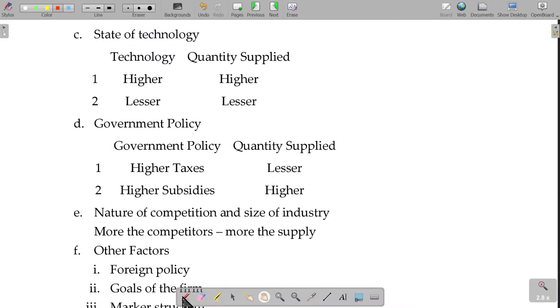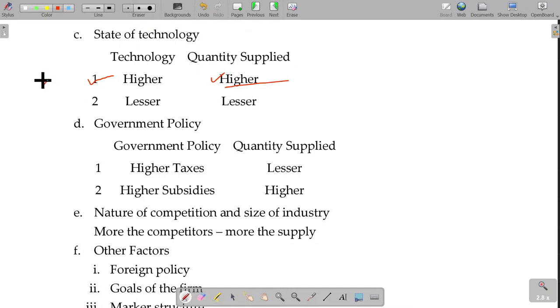State of technology. The same you can now link here. Higher technology, then quantity supplied is also higher. The Xerox machine is now different, and the technology has also improved. Your mobile phone, day by day the new mobile phone will be superior to the earlier model. The technology is improving, and the manufacturing capacity of the machines we possess is also increasing. As the technology is superior and can be used for increased production at a cheaper rate, I enjoy more profit. As I am enjoying more profit, the quantity supplied is also higher.